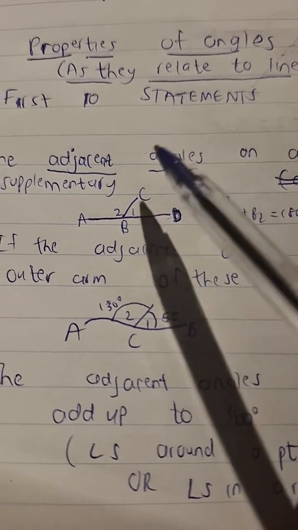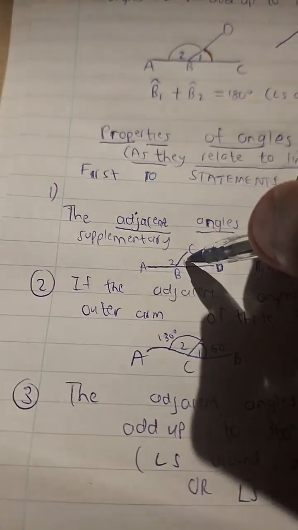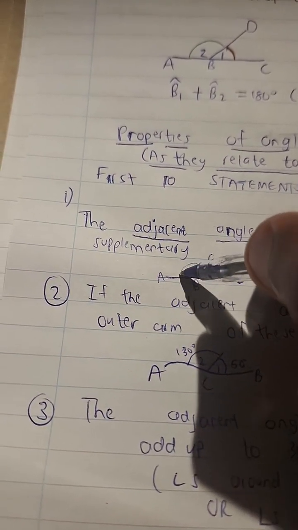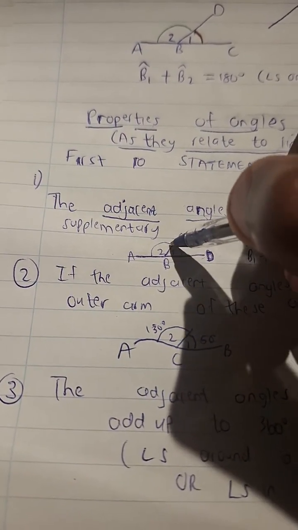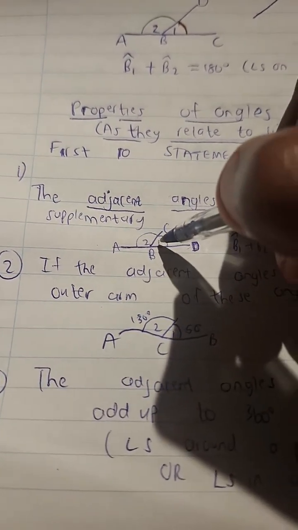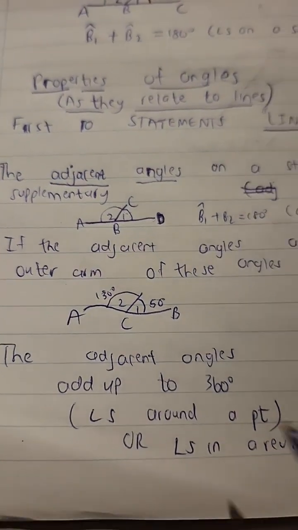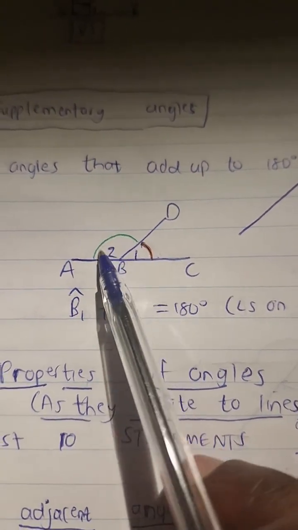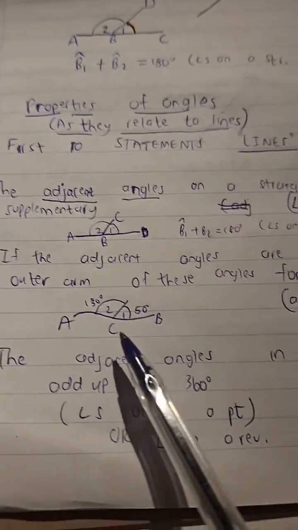Okay, so I hope that covers you there. Adjacent. So this is B1. This is an angle that is next to angle B2. So the adjacent angles are angle B1 and angle B2, next to each other. That's what the word adjacent means: angles that are next to each other. Angle B1 is next to angle B2. That's what we mean by adjacent angles.